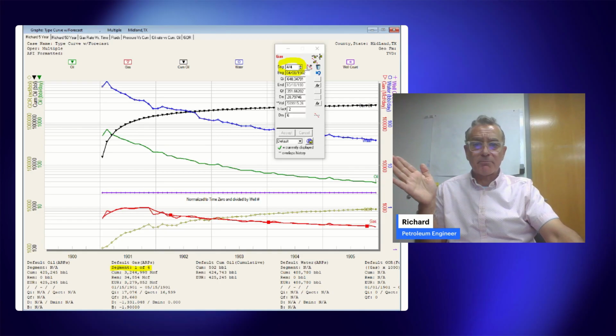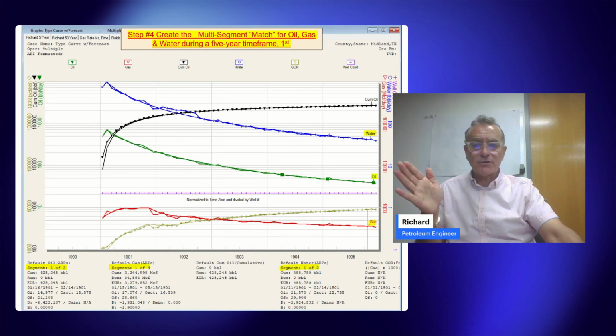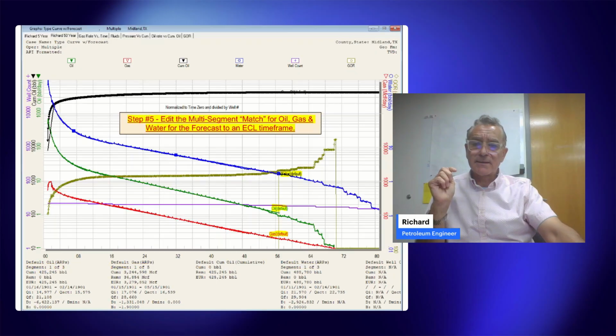Then the process is repeated for the oil and the water, and you can see the match that occurs through here. For oil, I've got 3 segments. Gas, once again, was 4, and water, there's 2. I do forecast water, by the way, and there's a reason you'll see in a moment. Now you have to edit it to an economic limit, or an estimate of what you believe the economic limit could be.